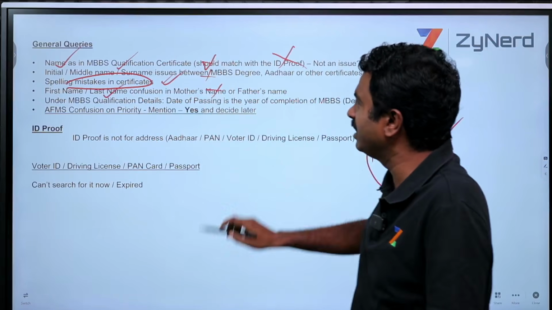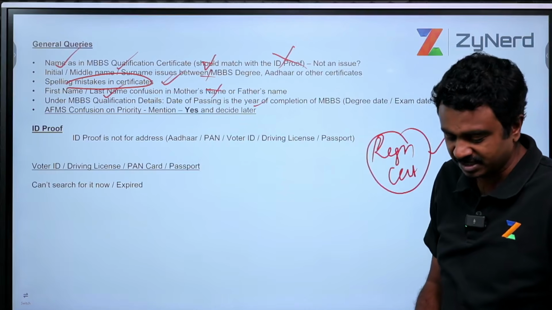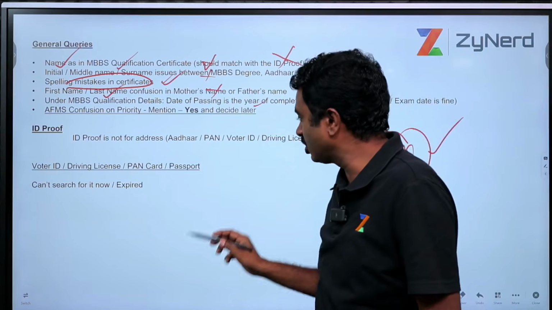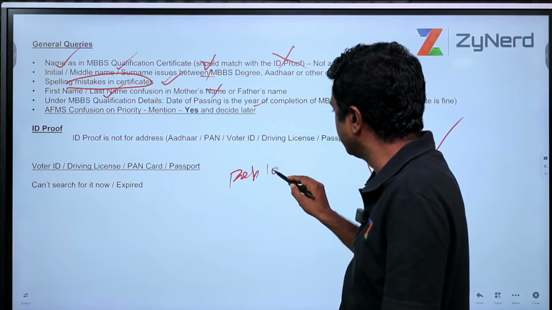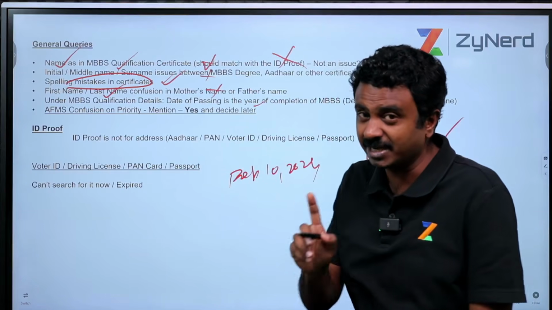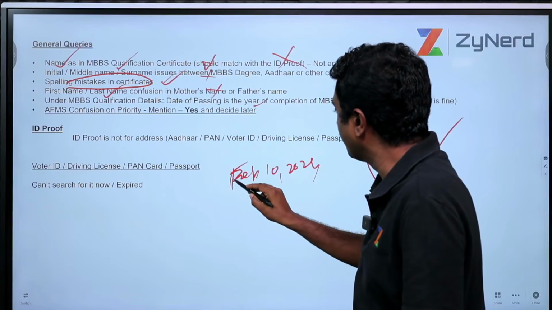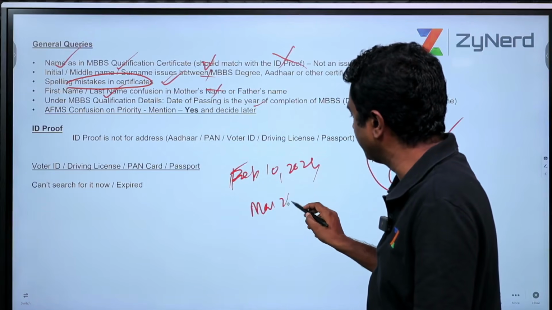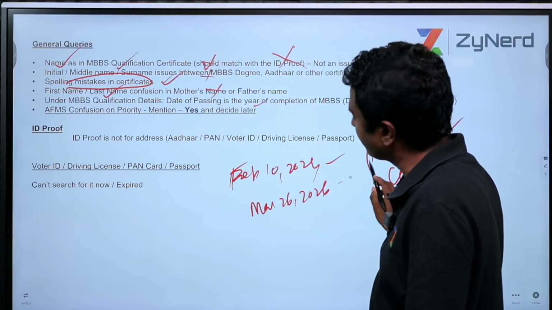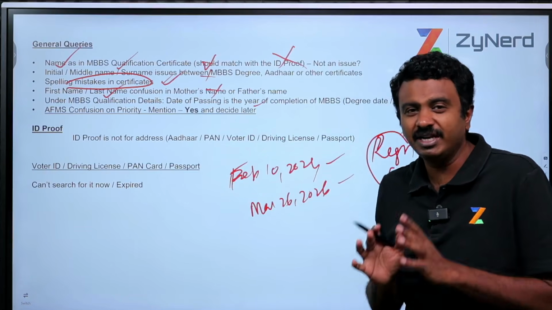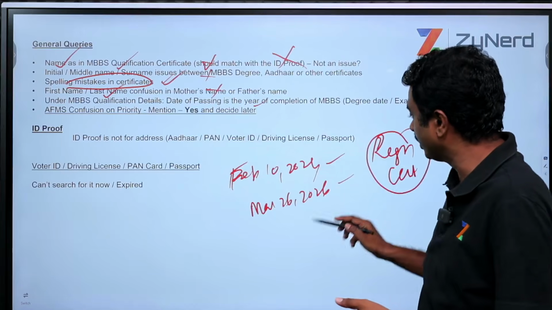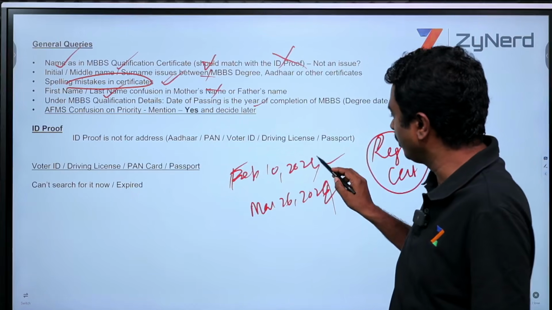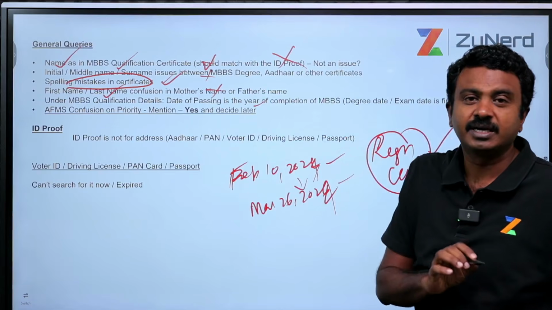And under MBBS qualification details, date of passing. There is confusion on date of passing. Let us say you passed on February 10th, 2024, your MBBS examination, not internship examination, and you got your degree on March 26, 2024. After 1 month, you got your degree. Anything is fine. It is okay. This is only to get a reference from you.